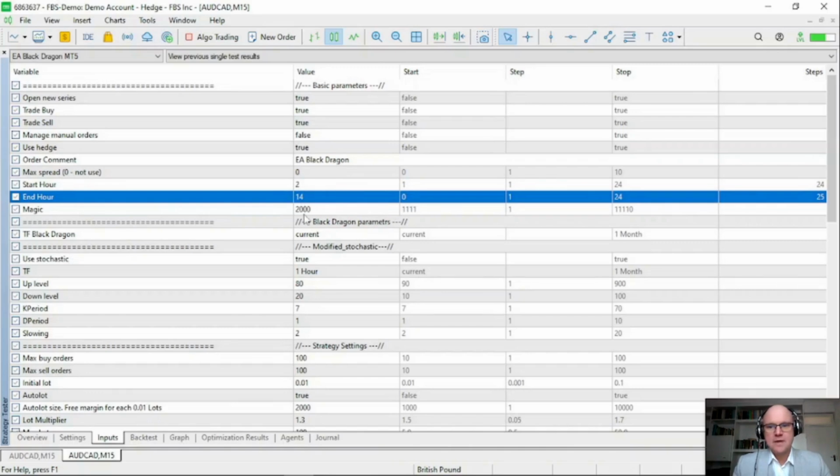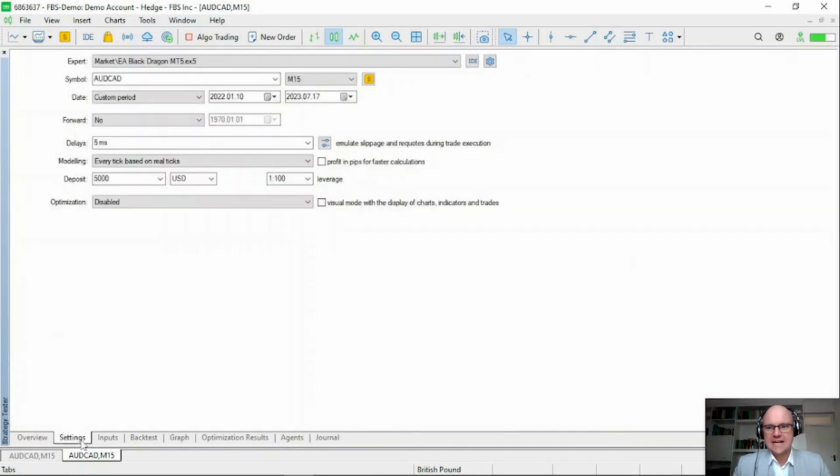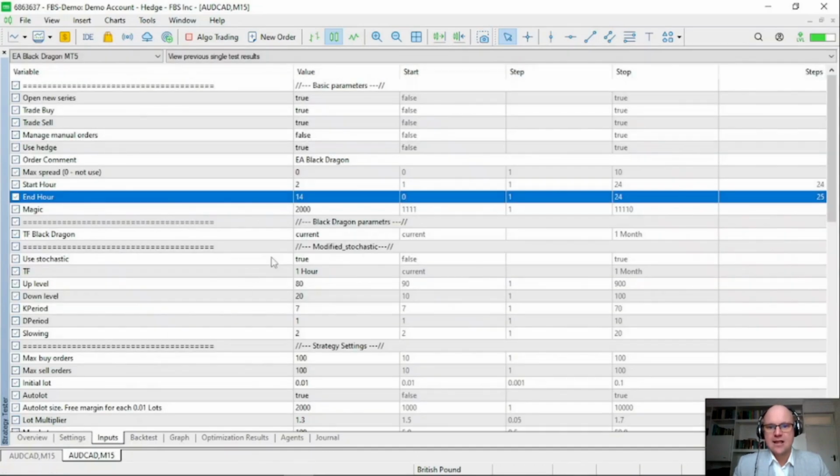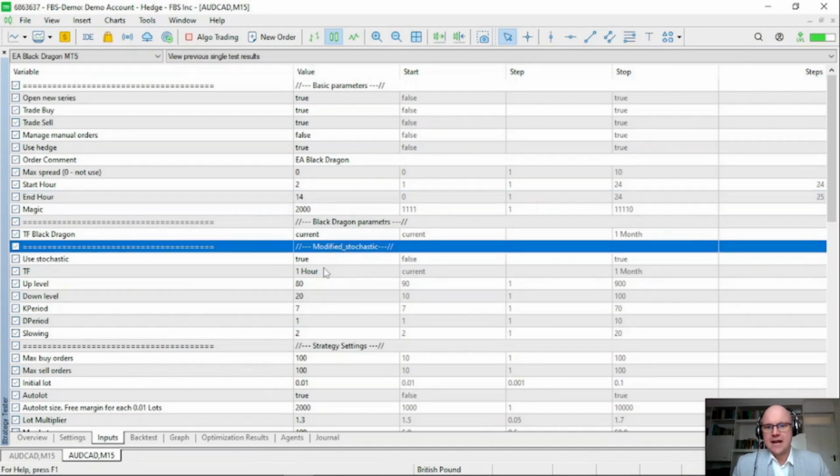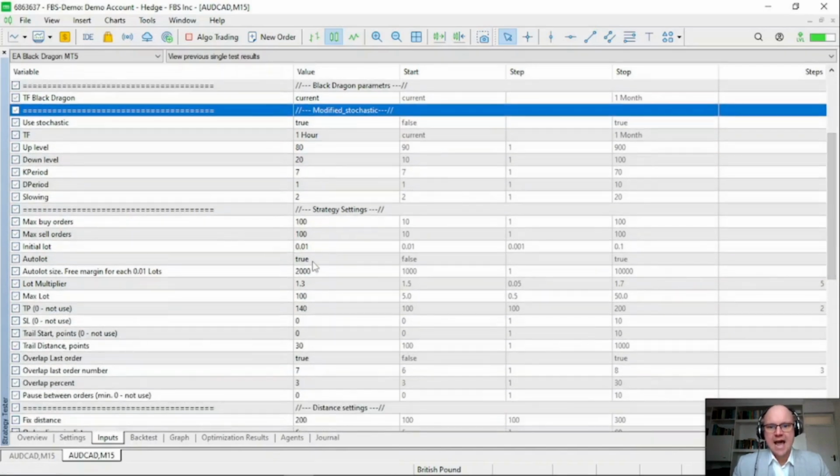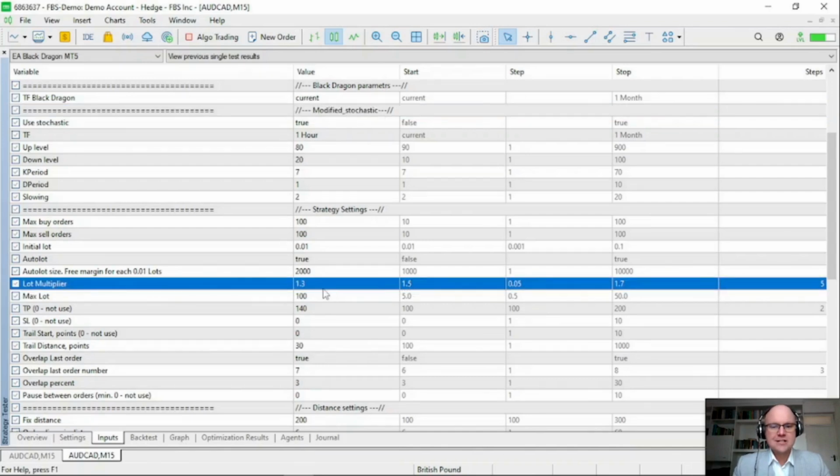So the start time will be at 2 and it will trade until 1400. I will be testing it on the 15-minute time frame using the AUD CAD, and the Black Dragon indicator will run on the same time frame. However, for the modified stochastic, I am going to use the hourly time frame and adjust the levels to 80 and 20. Additionally, the set file will use a 0.2 lot. However, I have increased the free margin for each lot from 1,000 to 2,000. Additionally, I have decreased the lot multiplier from 1.5 to 1.3.